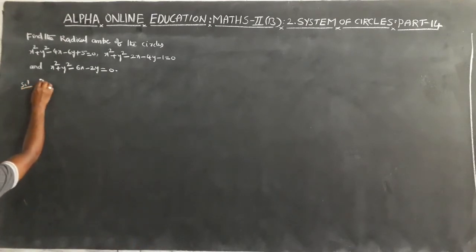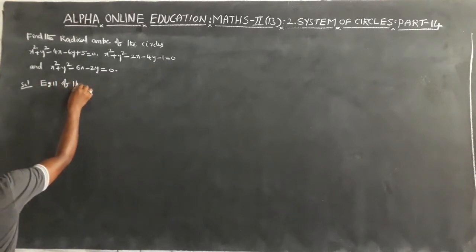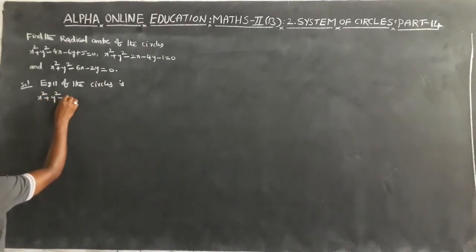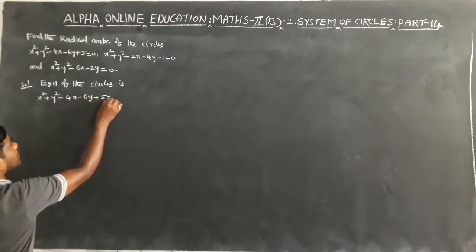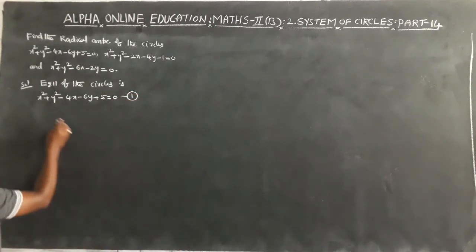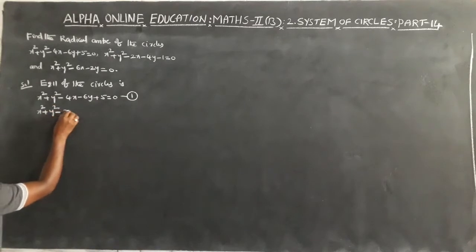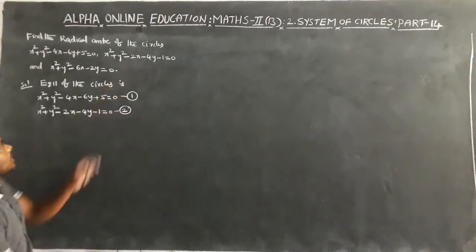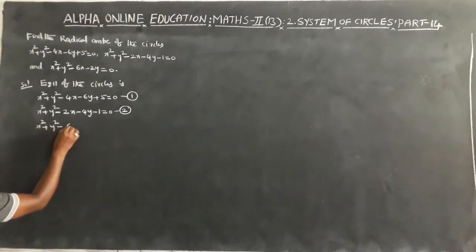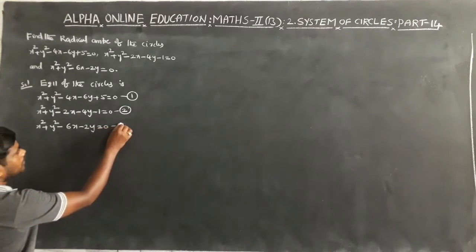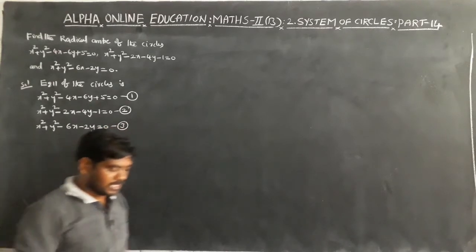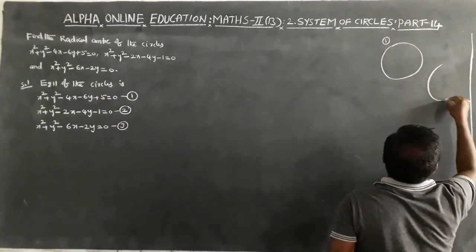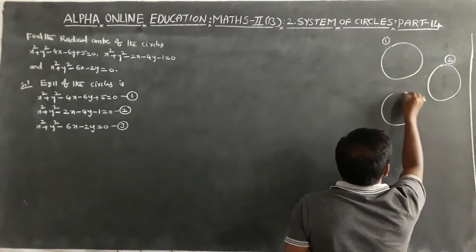Here are the given equations of the circles. x square plus y square minus 4x minus 6y plus 5 is equal to 0 is the first circle, x square plus y square minus 2x minus 4y minus 1 is equal to 0 is the second circle, and x square plus y square minus 6x minus 2y is equal to 0 is the third circle.